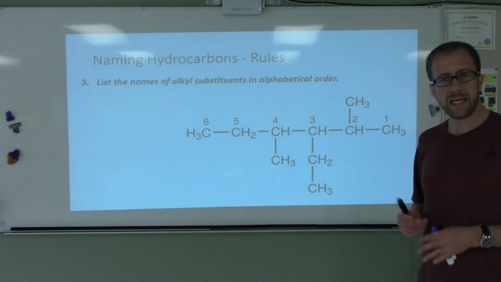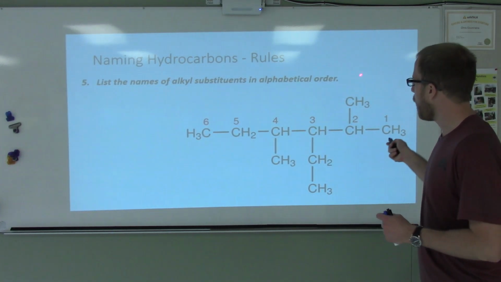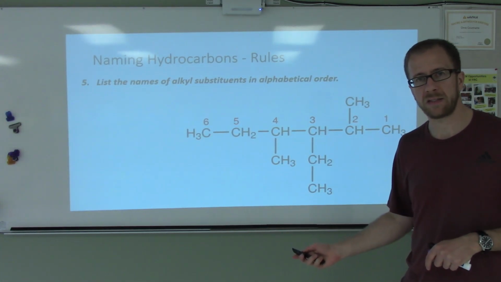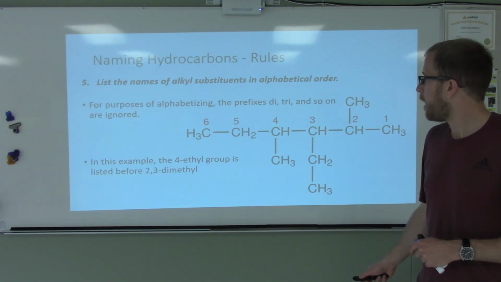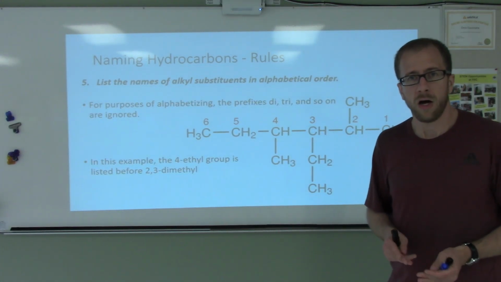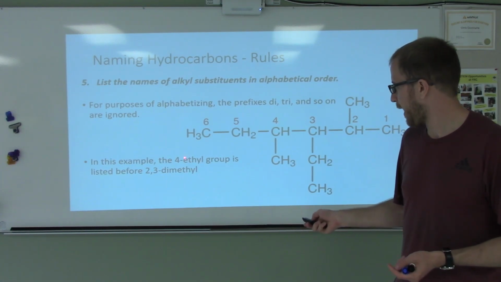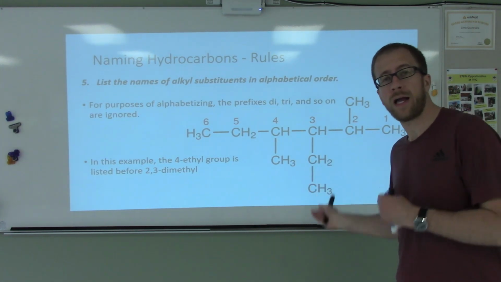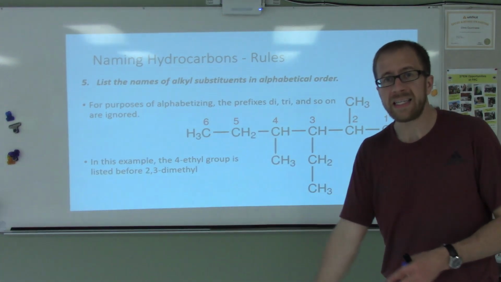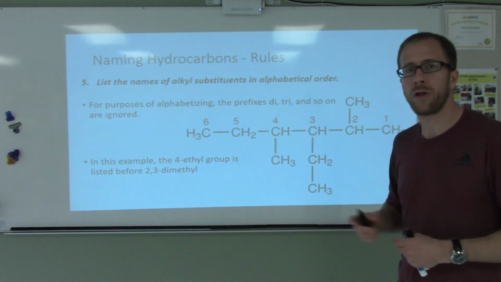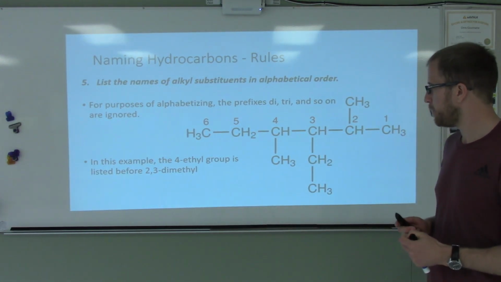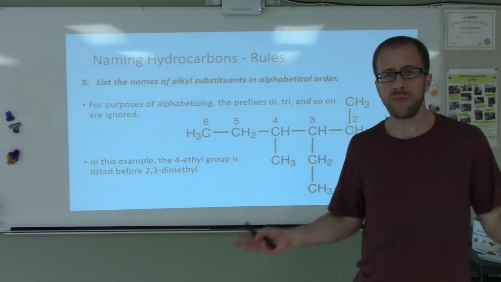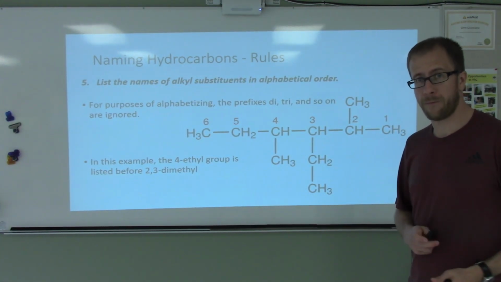Next up, you want to list the names of your alkyl substituents in alphabetical order. And this does not include your prefix. So, in this case, we have M and E, E for ethyl, M for methyl. Now, E comes before M, and thus you would list ethyl before methyl in the name of your compound. So again, if you're asking what order I need to put these in, it is always alphabetical.